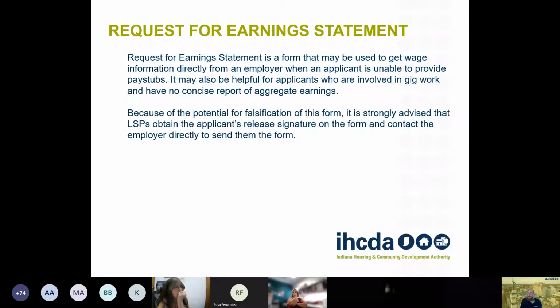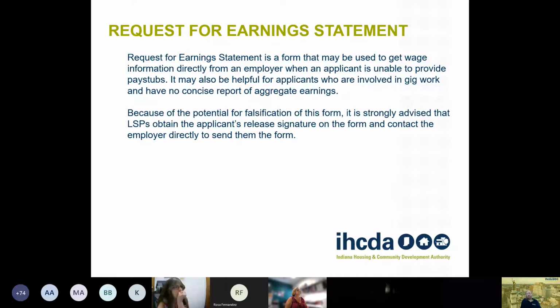But before we get to that, the next form of income documentation we have is the request for earnings statement. The request for earnings statement is a form that may be used to get wage information directly from the employer when an applicant is unable to provide pay stubs. It may also be helpful for applicants who are involved in gig work and have no concise report of aggregate earnings.